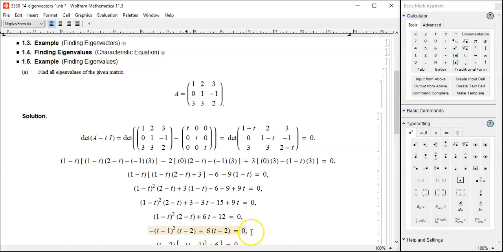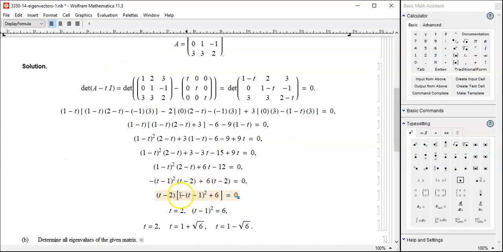So what we have here, t minus 2, okay, factor that t minus 2 out, and what's left is this quadratic, and t minus 2. I get one characteristic value here, t equals 2, and from the other, I'm going to get these two, 1 plus square root of 6 and 1 minus square root of 6.